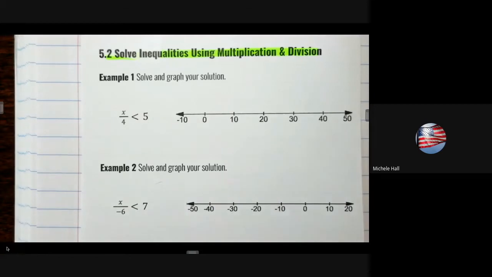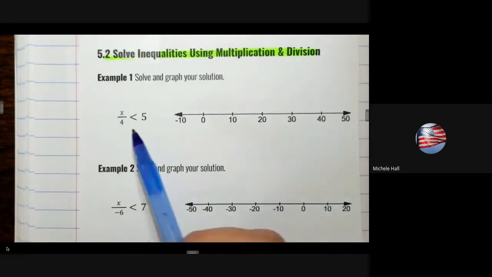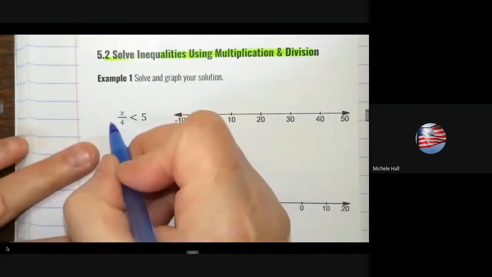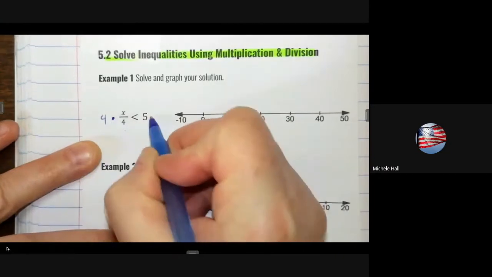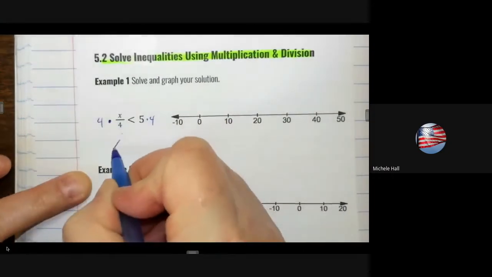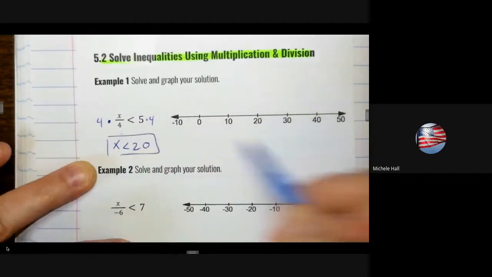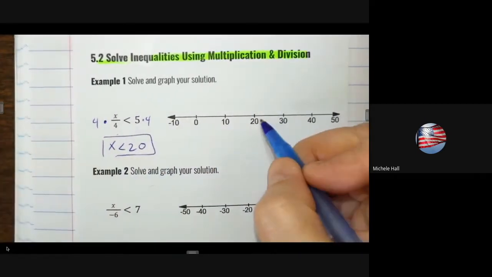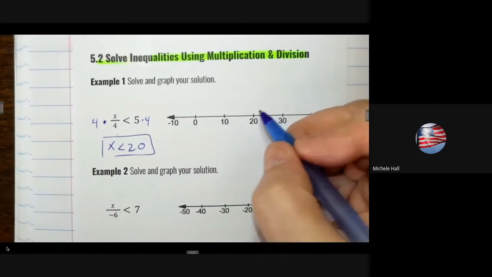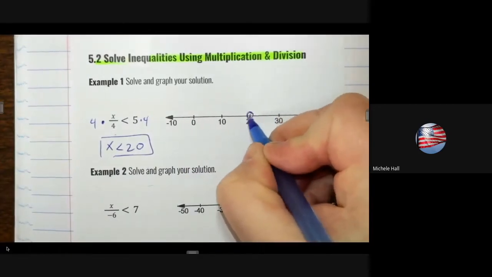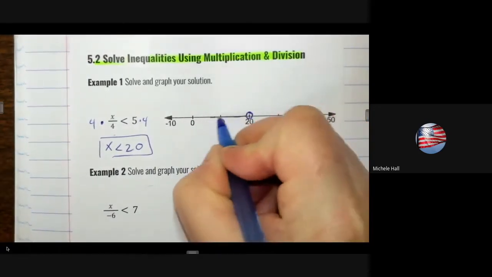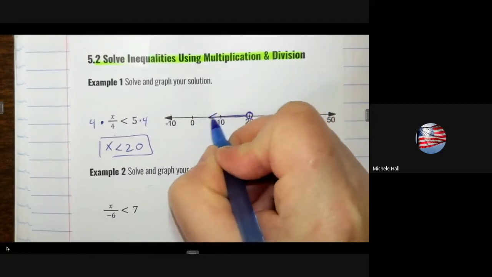5.2, solve inequalities using multiplication and division. Solve and graph your solution. X is being divided by 4, so I multiply both sides by 4, and I get X is less than 20. At 20, I put an open circle because it's less than 20, not equal to it. And then I show my graph being less than 20.